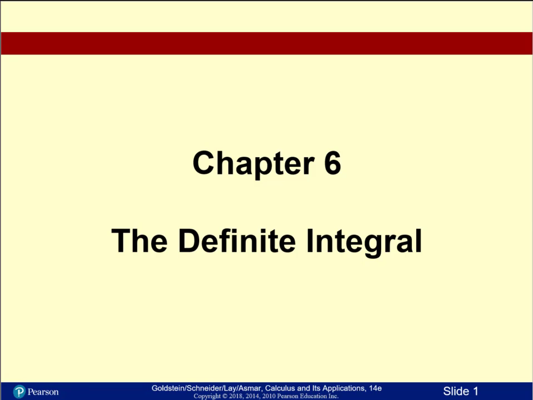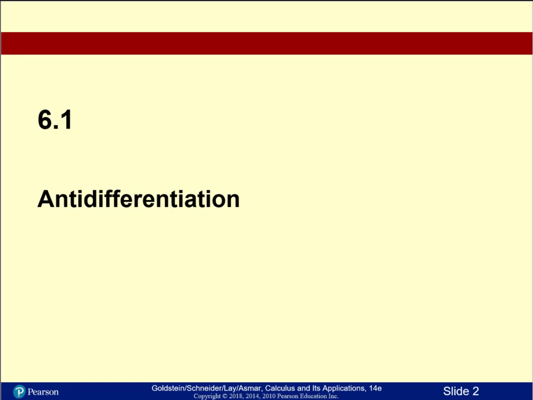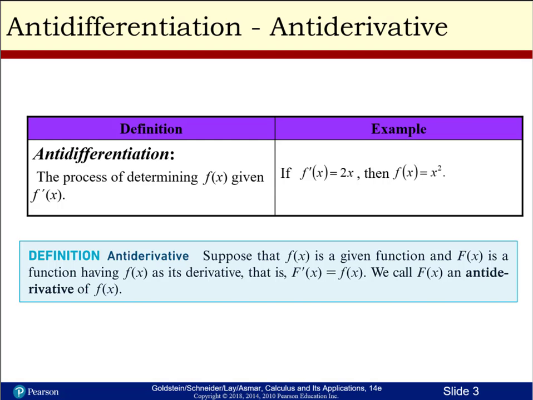This is Chapter 6, and we are looking at the definite integral today. Section 6.1 is antidifferentiation, so let's look at what that definition is. For antidifferentiation, the antiderivative, it's the process of determining f of x given f prime of x. That means we're going to be going backwards. We're going to have the derivative, and we have to determine the original function.